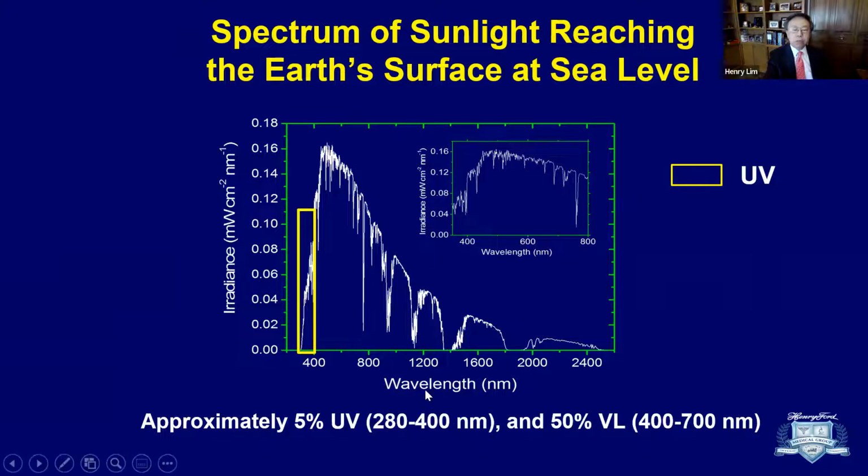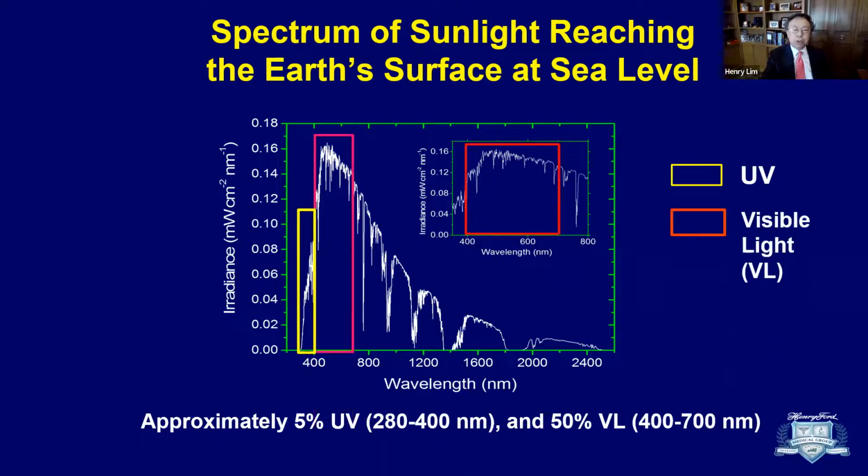The UV spectrum is between 280 to 400 nanometers. If you read textbooks, if you read any literature, most of the effects that have been discussed are on the ultraviolet light. However, we should notice also that visible light, which is the spectrum of 400 to 700 nanometers, is about 50% of the sunlight that would reach the surface of the Earth.